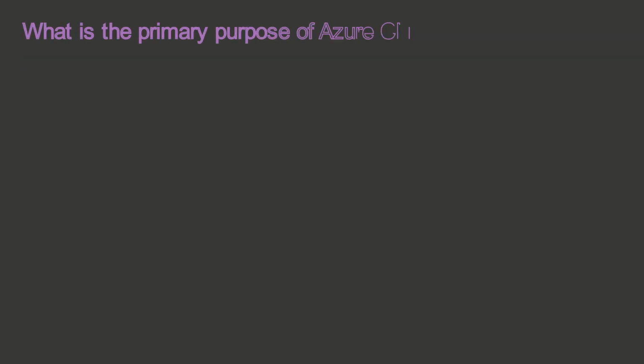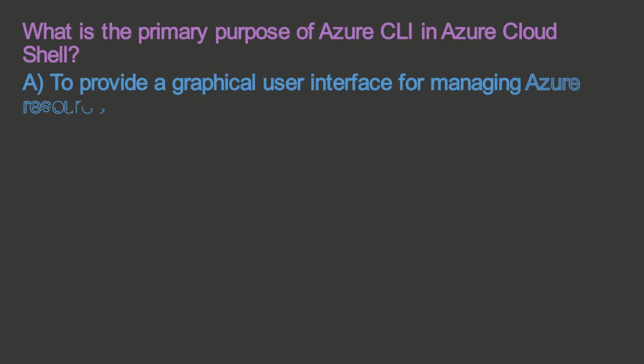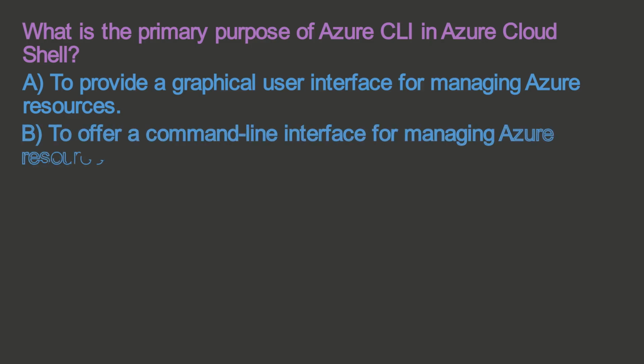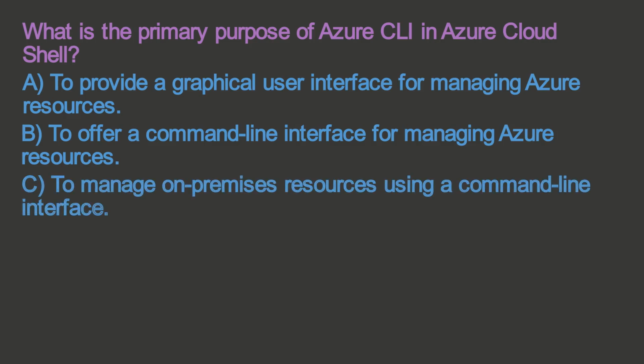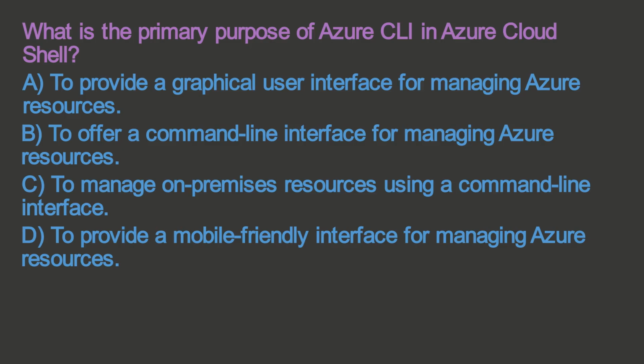What is the primary purpose of Azure CLI in Azure Cloud Shell? A, to provide a graphical user interface for managing Azure resources. B, to offer a command line interface for managing Azure resources. C, to manage on-premises resources using a command line interface. D, to provide a mobile-friendly interface for managing Azure resources.